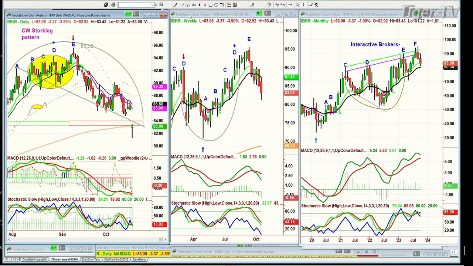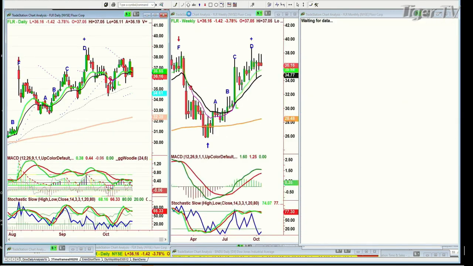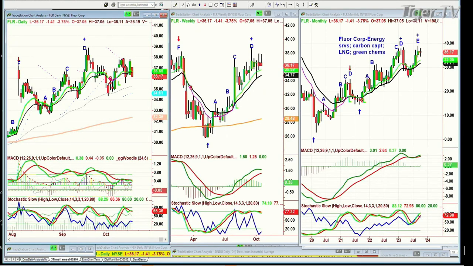Now, a question came in about FLR. This is Fluor. Fluor is trading at 36.17, down $1.41. Fluor Corporation, energy services, carbon capture, LNG, green chemicals, etc. A lovely monthly chart, a little V-shaped pattern there. And the weekly chart did the same thing, went to a peak D in a cup formation.